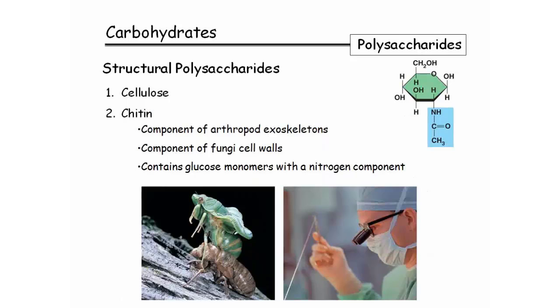Another structural polysaccharide is chitin, just to show you that there's some variety there. This is going to be making up the exoskeletons of a lot of arthropods, so insect exoskeletons. And this particular one actually does have some nitrogen contained in it. So here we can see that shaded in blue in the monomer that makes up the chitin, just to show some of the variety.